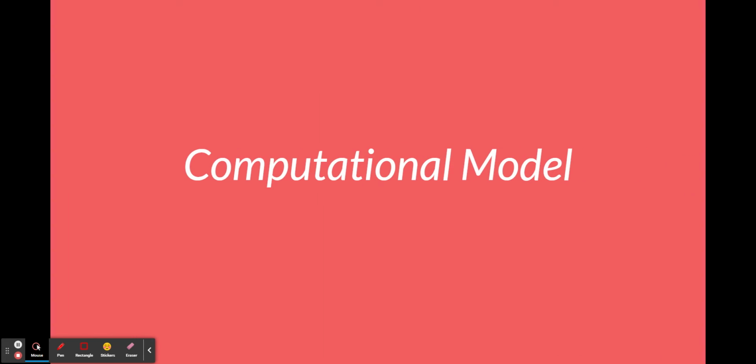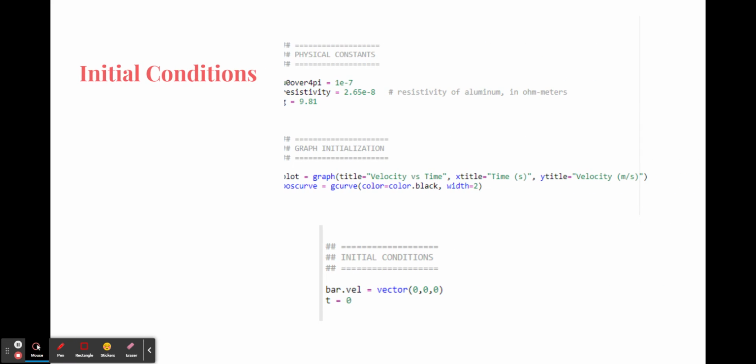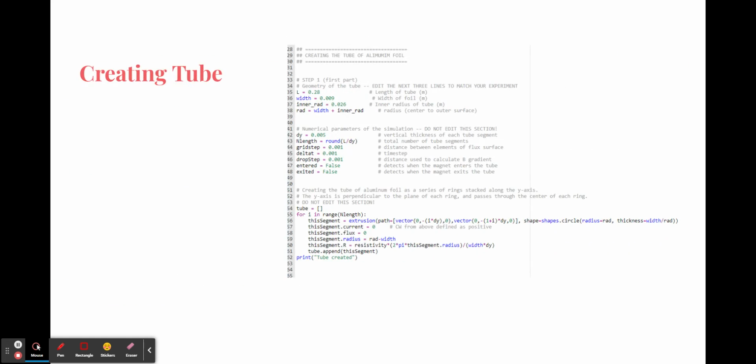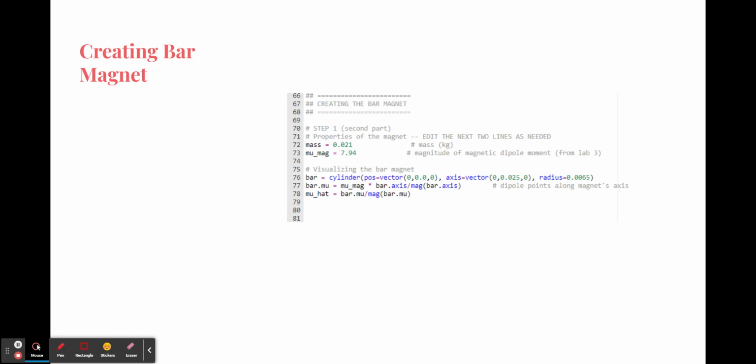Now, onto the computational model. So the initial conditions are listed here, here, and here. The initial bar has 0 velocity as it's dropped from rest. Now, this is the code used to create the tube in GlowScript, as you can see here. The measurements we discussed earlier are listed here. Here's the code to create the bar magnet in GlowScript. The measurements that we discussed earlier are again listed here, and the bar magnet is visualized as well.